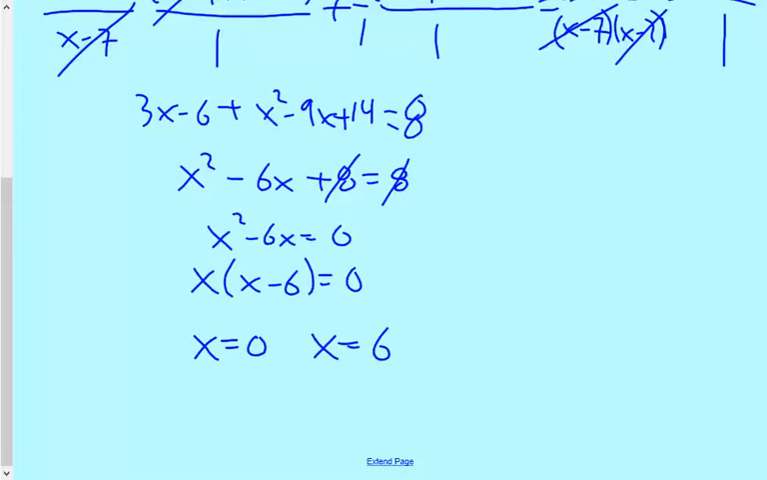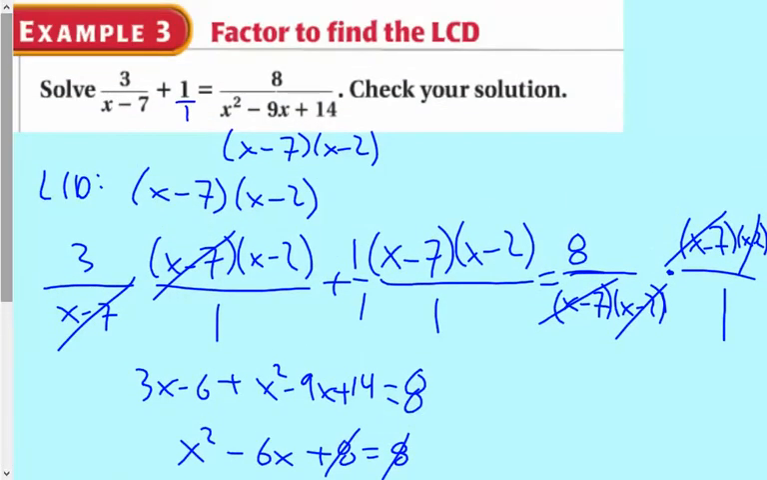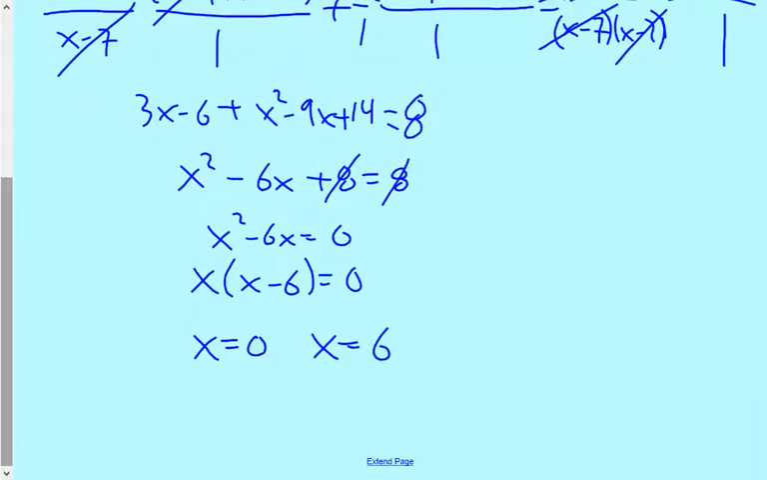Let's check those answers to make sure that they work. 6 and 0. Okay, so if I plug in 6 here, that works. And 36 minus 54 plus 14, that does not give me 0, so that's okay. So 6 works, and then 0 also works. So this one has 2 solutions.